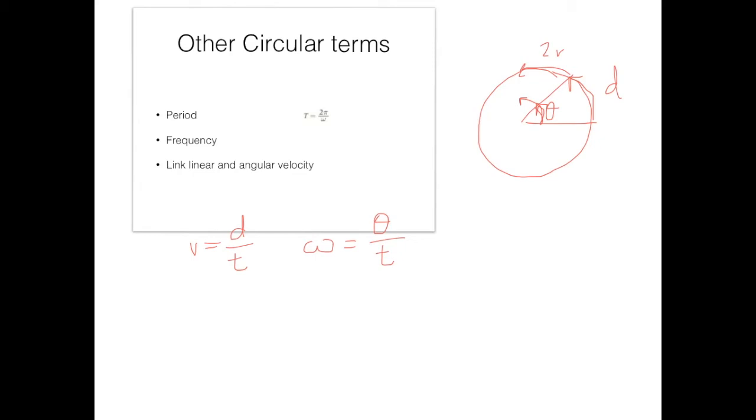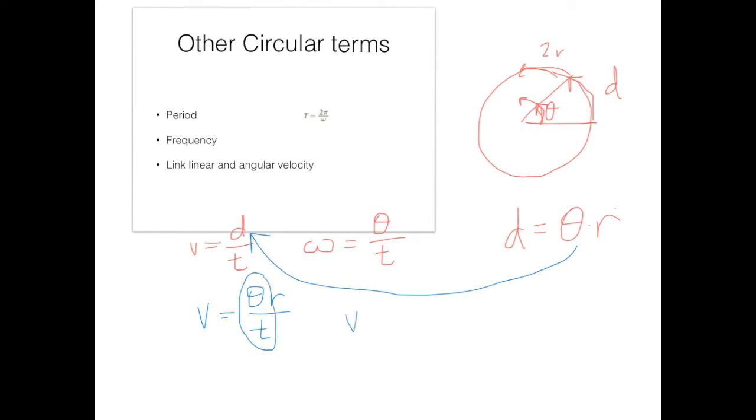So the distance traveled is equal to the angular displacement, which is in radians, times the length of the radius, right? Because if I go 1 radian, I go through 1 radius. How far is that? Well, it's the length of 1 radius. Now, if I put this into the distance, then v equals theta r over t. And you'll notice that I have theta over t, which is omega, so v equals omega times r.